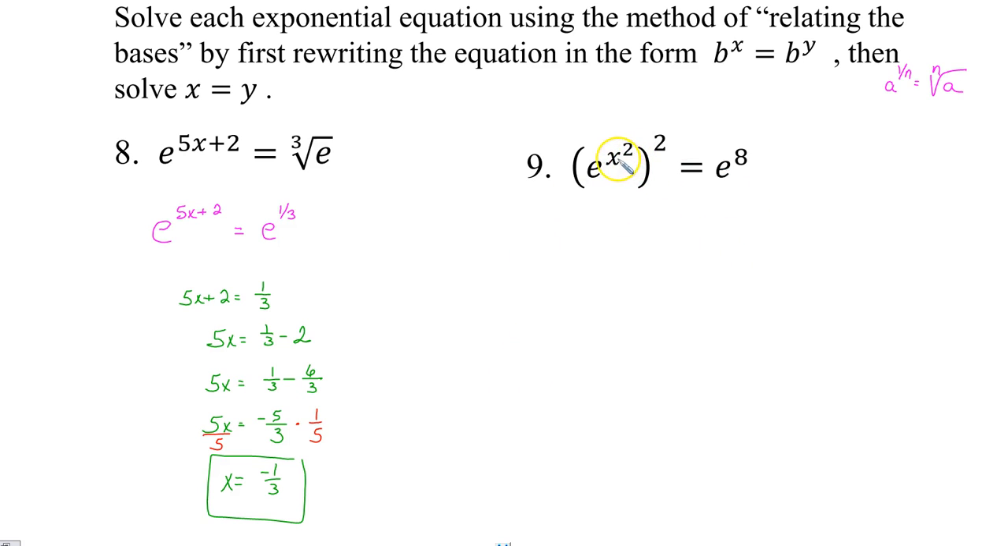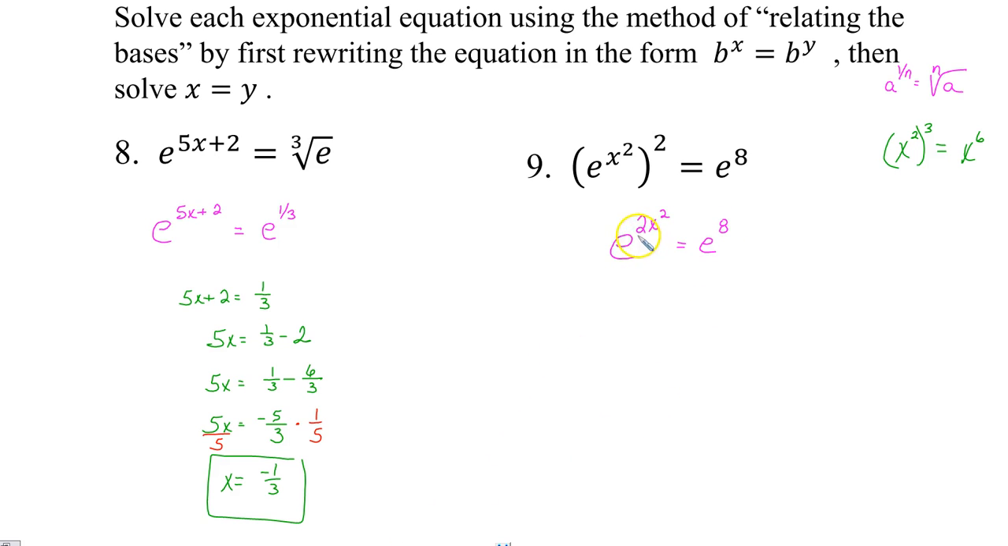Number 9, I have to remind you that when you raise a power to a power, you multiply those exponents. So another quick reminder over here, if I have x to the second power, and this is all raised to the third power, then this becomes x to the 6th power because I multiply these exponents. So when I raise e to the x squared to the second power, I multiply these two exponents, and this becomes e to the 2x squared is equal to e to the 8th power.